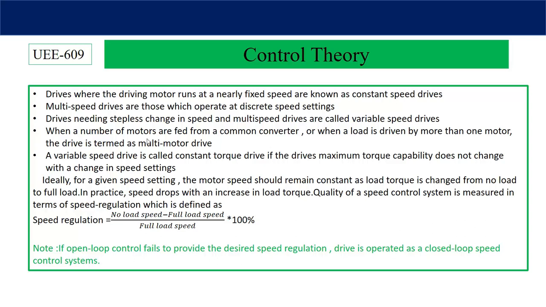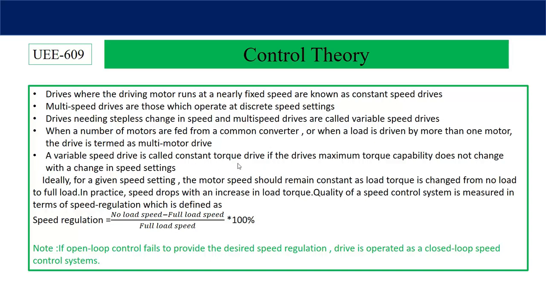Now, when a number of motors are fed from a common converter, as I told you that in a complete drive system there is a source, AC or DC, then a converter, then a motor. Now from the same converter, if a number of motors are connected, that is, the output of the converter is connected to different motors, or when a load is driven by more than one motor, the drive is termed as a multi-motor drive.